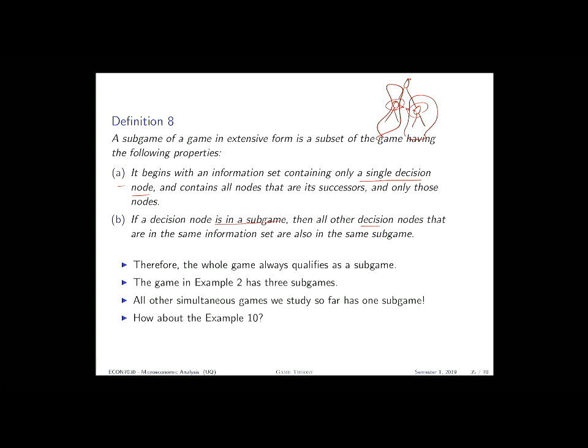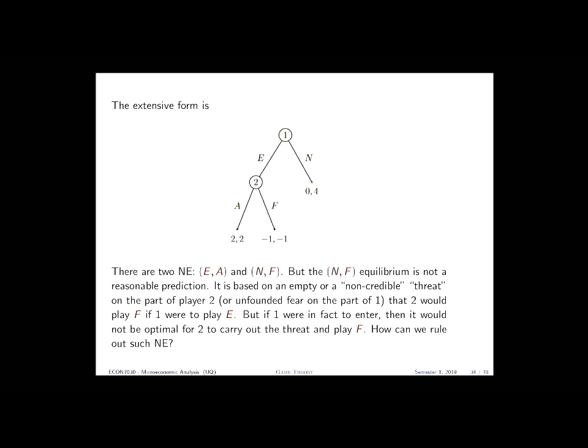So therefore, all other games that we study up to now, since they were simultaneous, had only one subgame, except example 2. Now, how about example 10? How many subgames do we have here? How many decision nodes do we have? 2. Is there any of those which have multiple decision nodes? No. Do they include all the successors? Yes. So we have 2 subgames, one here and one there.